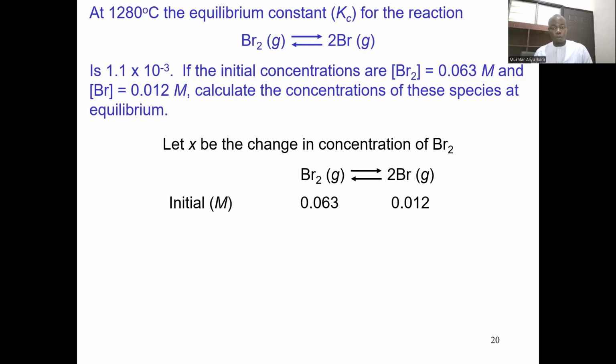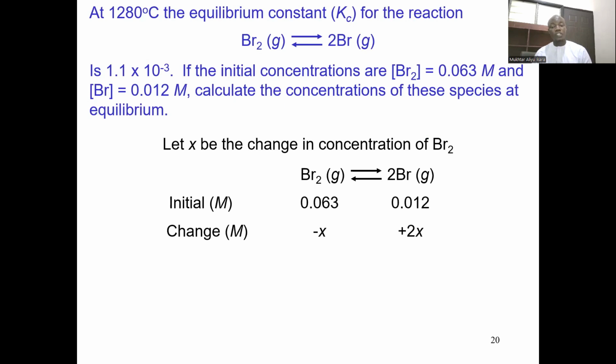And then that of the bromide ion is 0.012. And then the change in concentration is not known. So remember the X: because the bromine molecule is the reactant, its concentration will be decreasing. So that is why it is represented as -X.